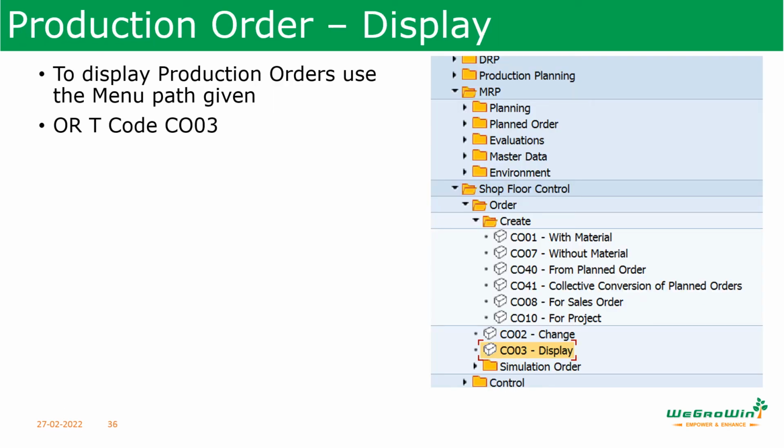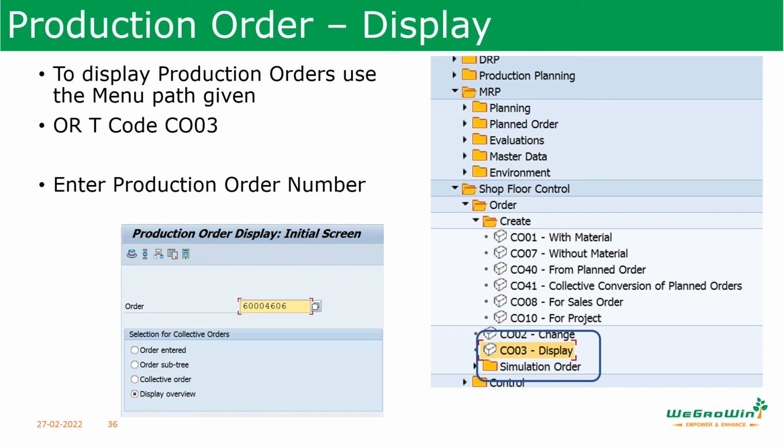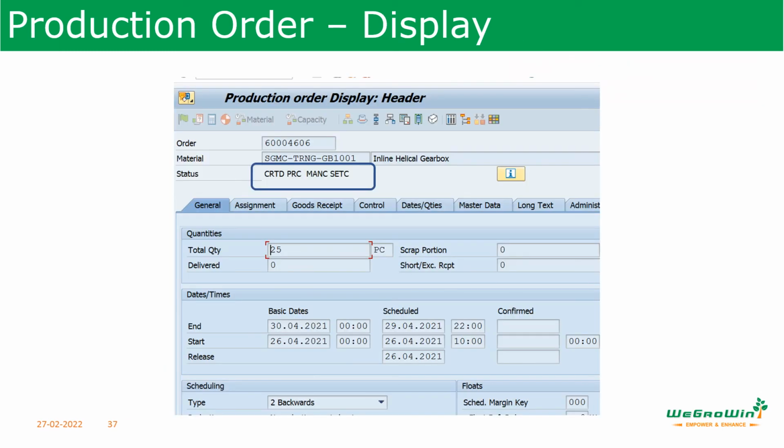Now we want to see the production order created. The display is shown here, with the menu path. The transaction code is CO03 to see the production order. Enter CO03 and enter the production order number. So we are seeing the production order here.